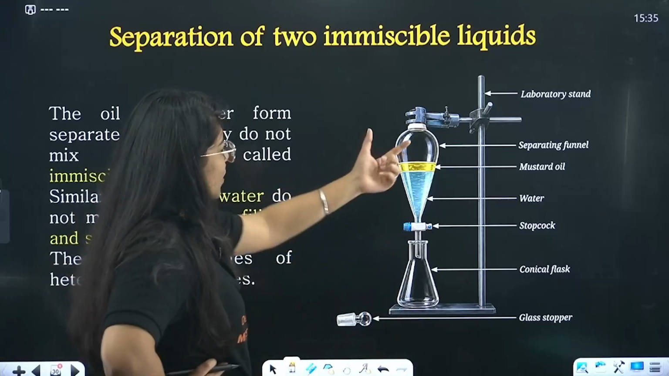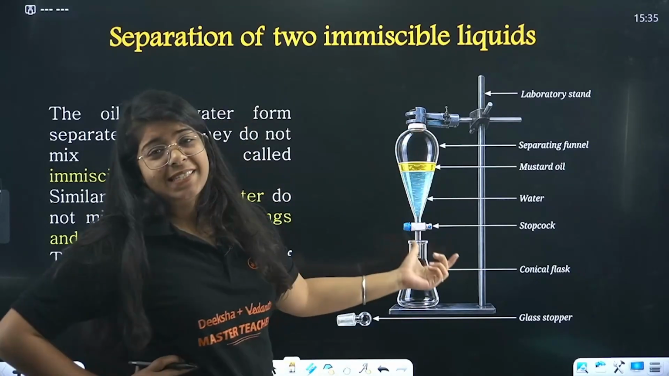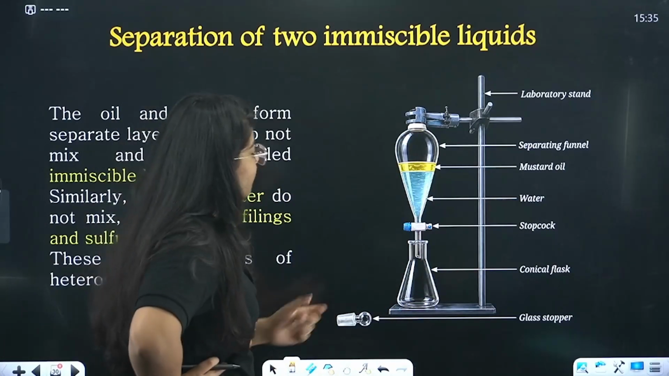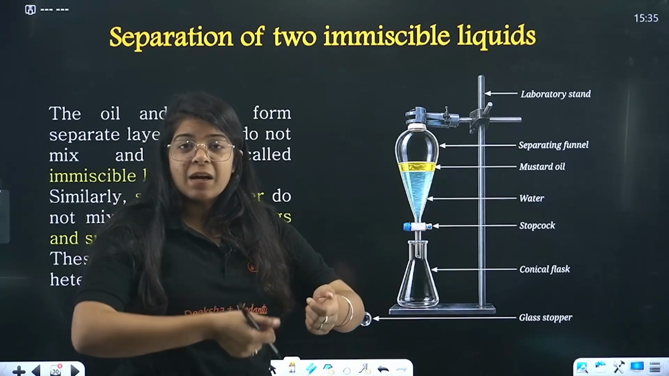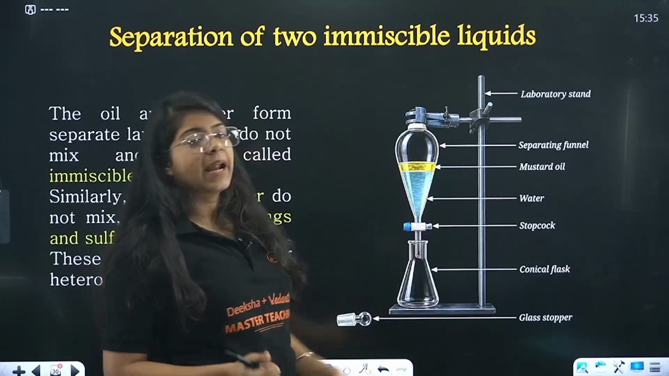Okay, we'll just take this flask. You can easily find it in your chemistry labs. Now there is this cork kind of stuff, so you tighten it completely and there is a solution of water and oil.